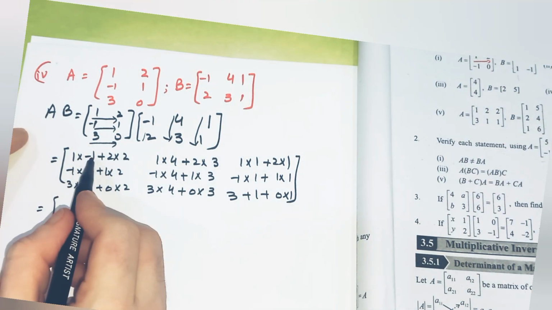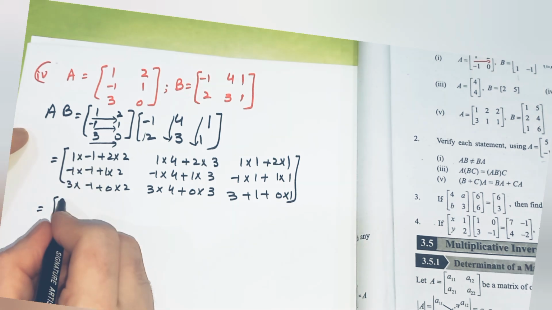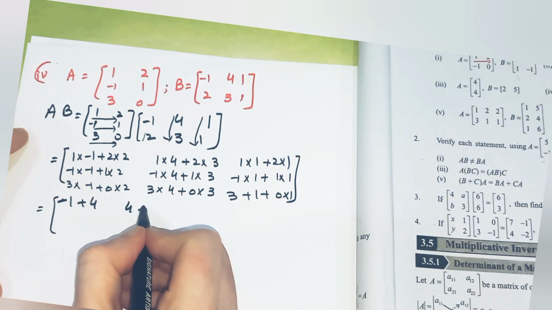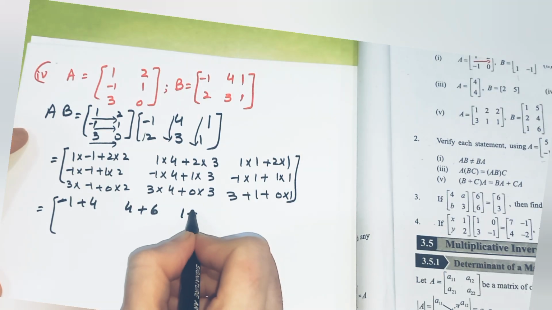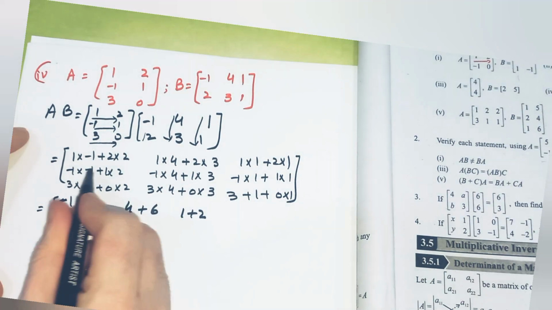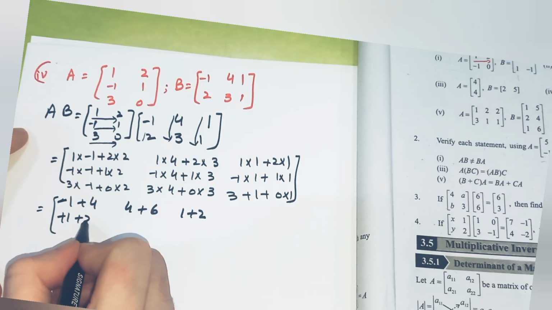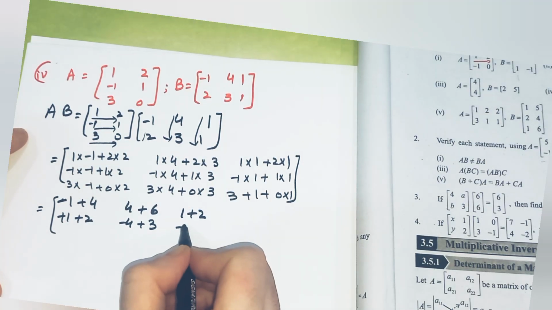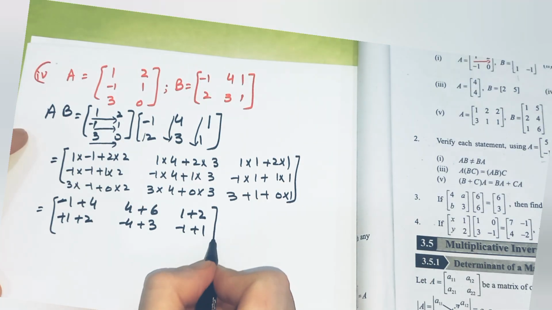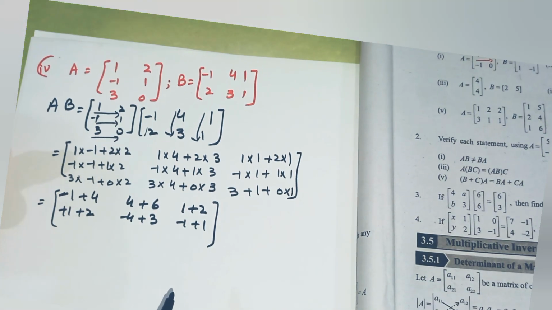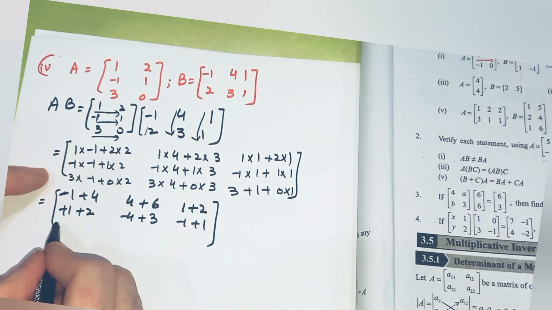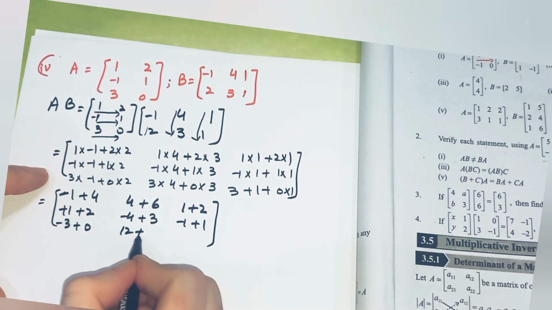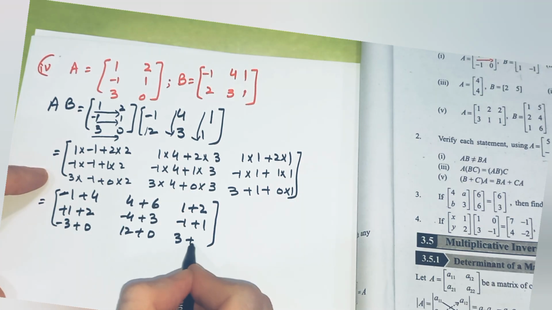So here after multiplication, minus 1 and 4, 4, 6, 1, 2, minus minus plus 1, 2, minus 4, 3, minus 1 plus 1. After simplification, here 3 multiplied by minus 1 is minus 3, 0, 3 fours are 12, 0, 3 ones are 3, 0.